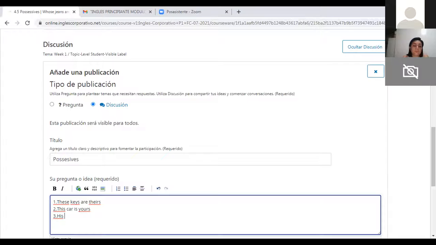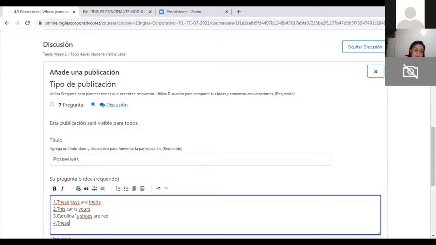For example, Carolina's shoes. Carolina's shoes are red. Because we're talking about the shoes of Carolina. Number five.